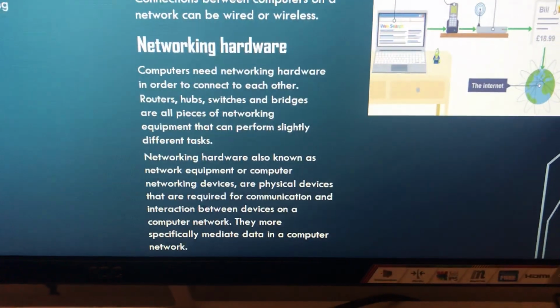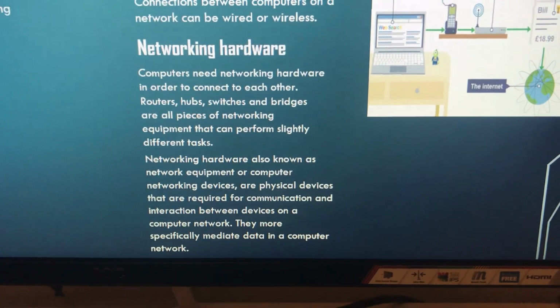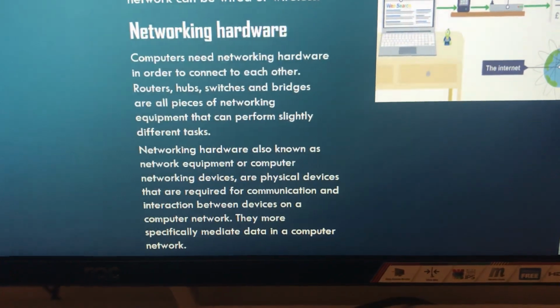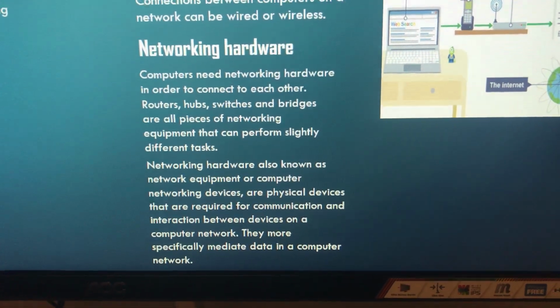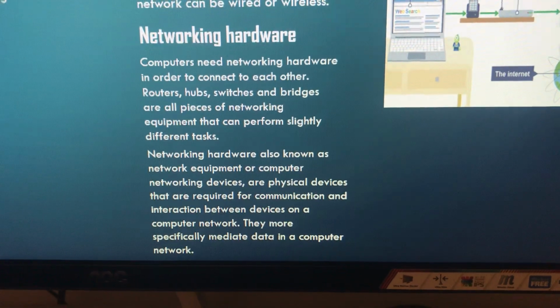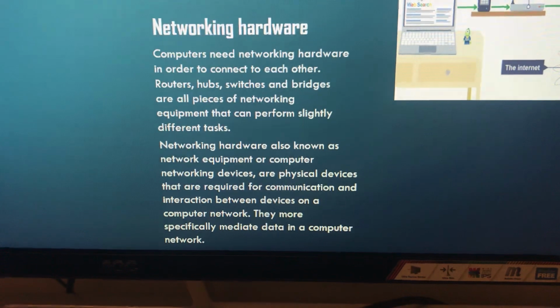Networking hardware. Computers need networking hardware in order to connect to each other. Routers, hubs, switches, and bridges are all pieces of networking equipment that can perform slightly different tasks. Networking hardware, also known as network equipment or computer networking devices, are physical devices that are required for communication and interaction between devices on a computer network. They specifically mediate data in a computer network.